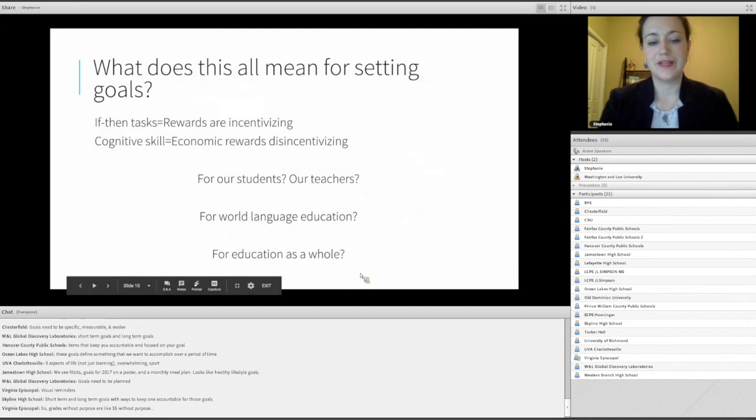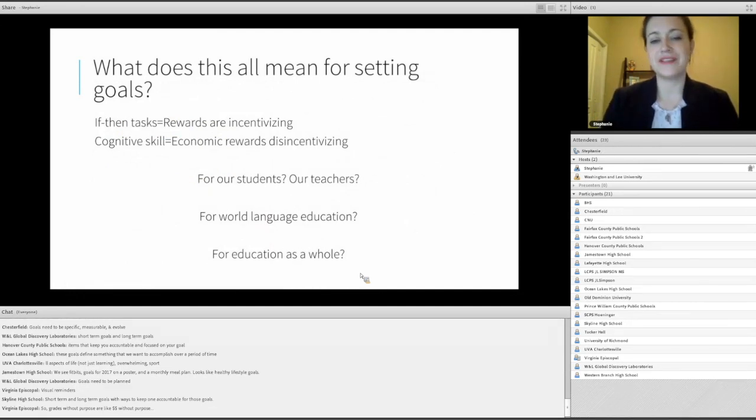Okay. So, what does all of this mean for setting goals? I just gave you research. Dan Pink is the researcher. His book Drive is pretty readily available if you haven't read it yet, but he summarized a lot of what he says there.